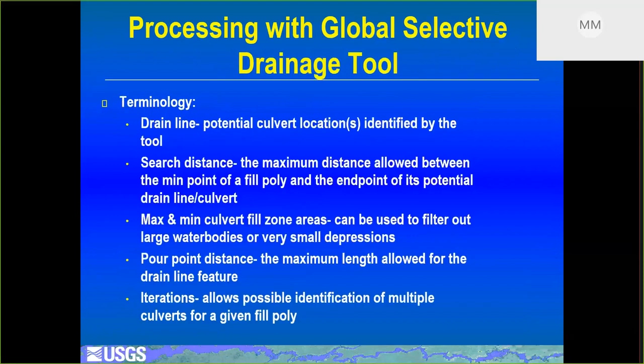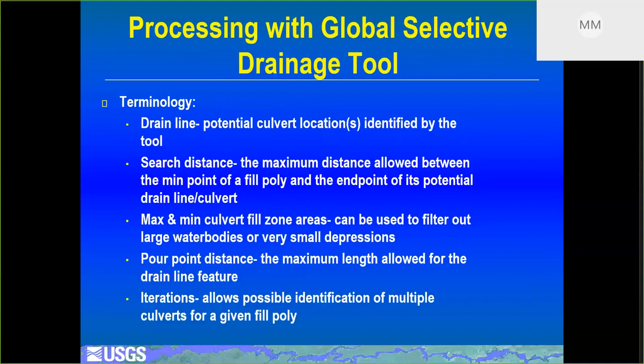There's some terminology that might be helpful for you to know going into using it. Drain line is the name that we've given to potential culvert locations that the tool identifies. There's also a search distance that the user can specify, and that's basically the maximum distance that you want to allow between the minimum point associated with a particular fill polygon and the end point of its potential drain line or culvert that the tool will find.